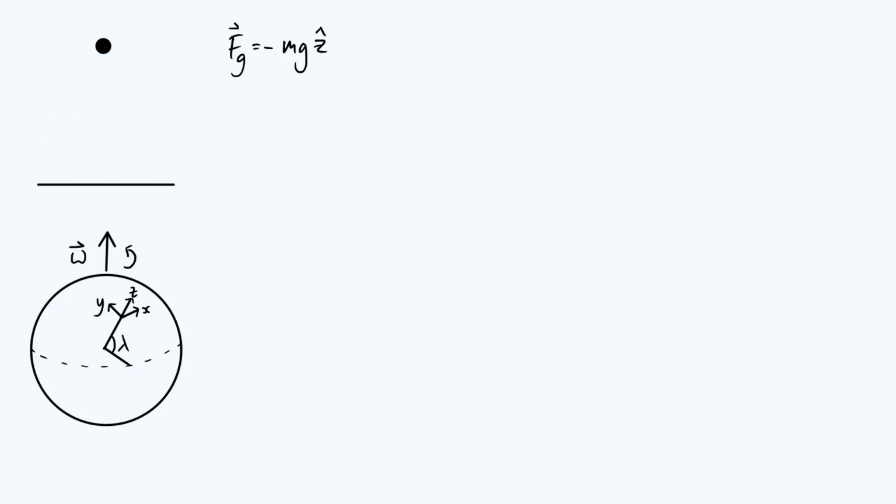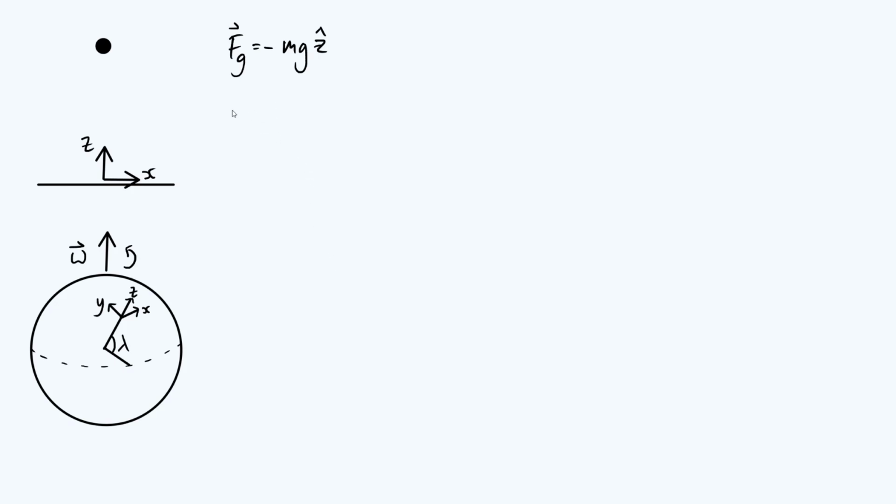Maybe it would also be useful to draw some coordinate arrows on this diagram at the top. Okay, so we've got our z-axis pointing up. We've got our x-axis pointing to the right, if east is to the right. And then our y-axis would be pointing into the page from this perspective. Okay, so that's our gravitational force.